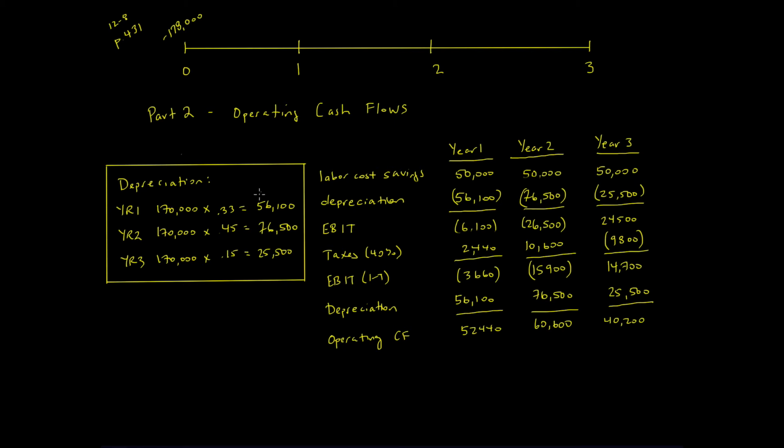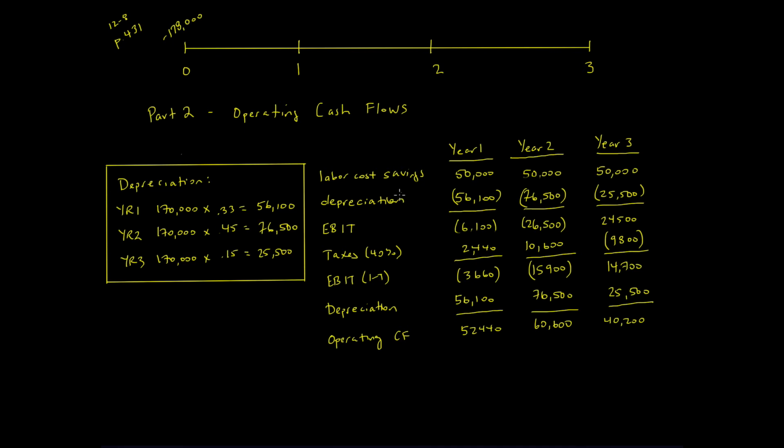There is a labor cost savings. So you see I've started up here and said labor cost savings. And this is a positive number, $50,000 for each of the next 3 years. And where I'm getting this is the next to last line of problem 12.8, which says the project will have no effect on revenues, but it should save the firm $50,000 per year in before tax labor cost. So savings is the same thing as adding to net income. So these are positive figures.